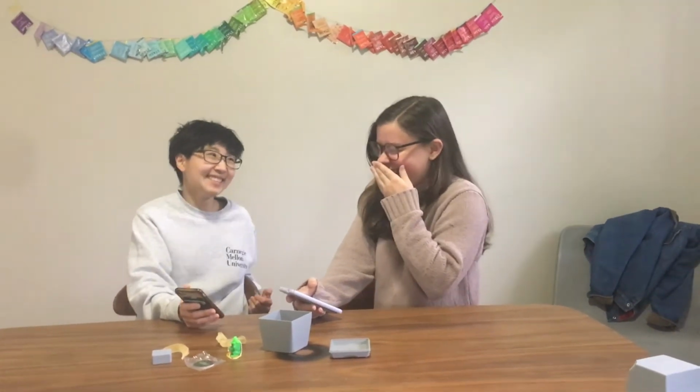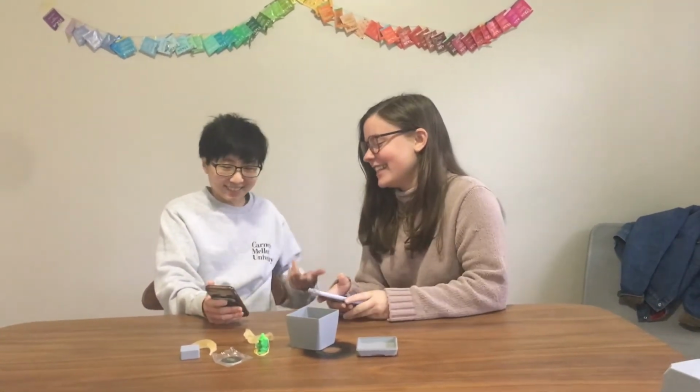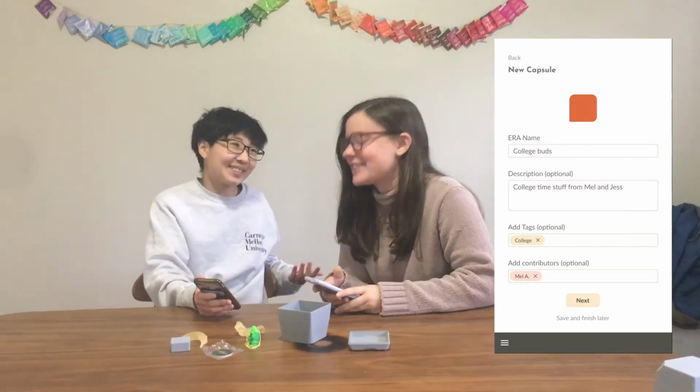This is the user scenario intended for Amo, a person or relationship-based capsule. Jess and Mel have been friends since college. During their senior year, they decided to get an Amo capsule together.